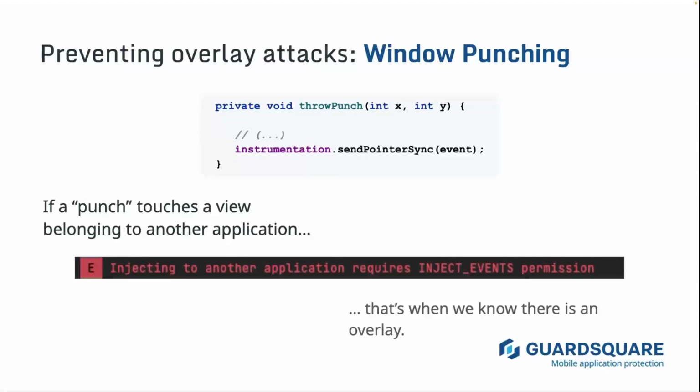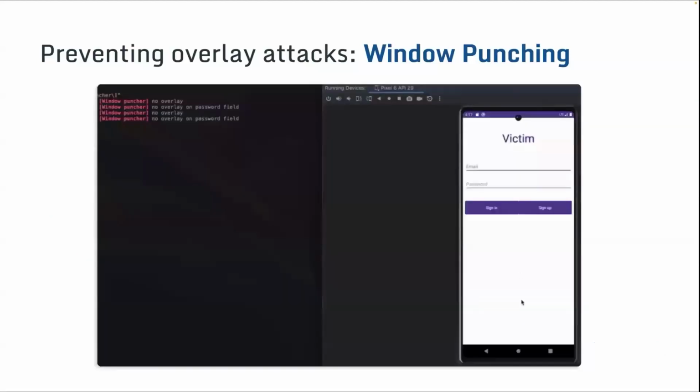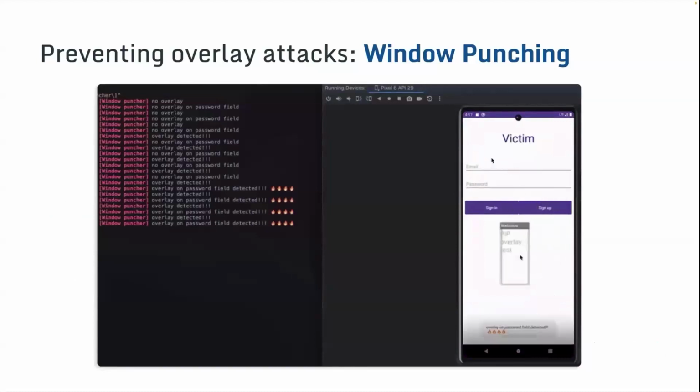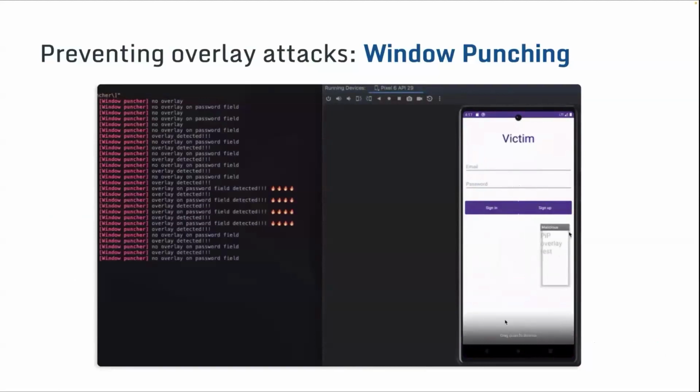Okay, let's see how this looks like. So in this screen, we have the whole screen. We are doing window punching across the whole screen, but also on the password area. So you just saw here, we deployed an overlay, and when we placed it on top of the password field, we saw a toast here.